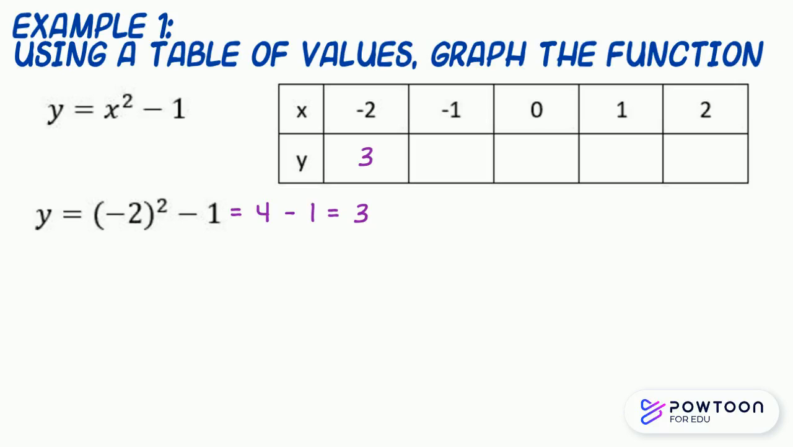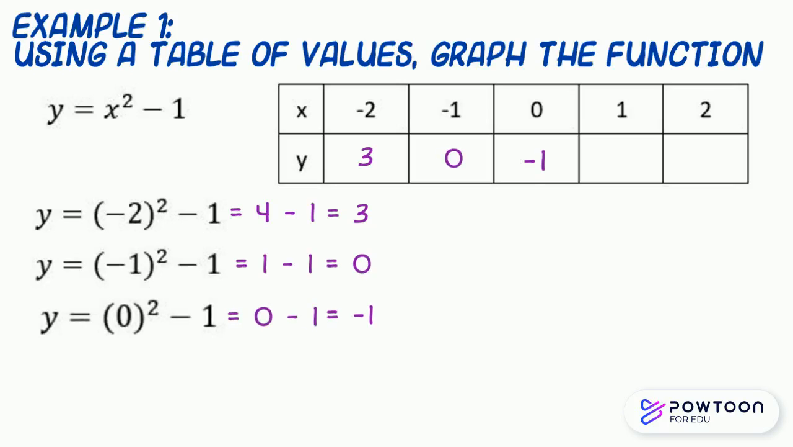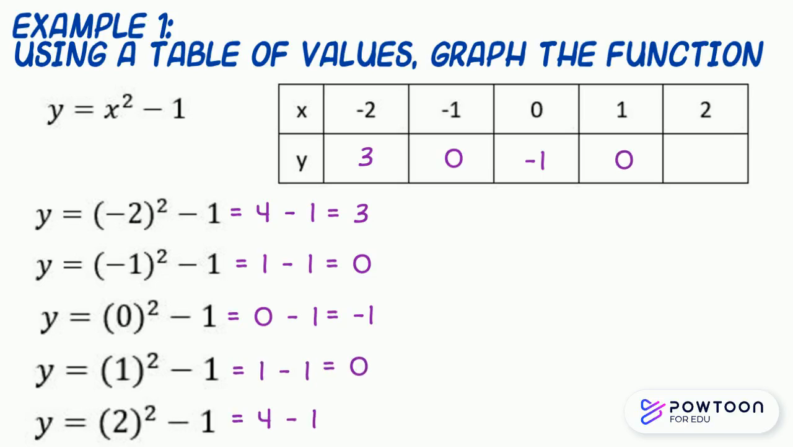We just need to repeat that for the rest of the x values. So you're going to substitute in -1 for x, 0 for x, 1 for x, as well as 2 for x. You should notice a pattern in our y values. They start to repeat because there's going to be some form of symmetry, which we'll see in the graph.